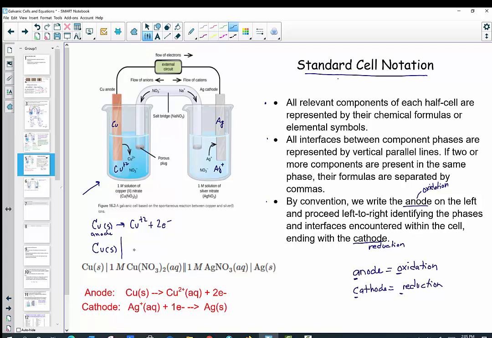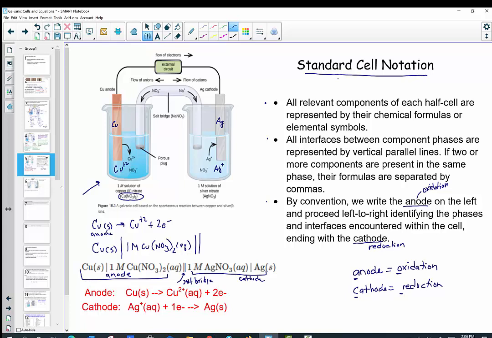And what is the solution in that? Well, the solution is copper 2 nitrate. It says we have 1 molar of copper 2 nitrate. So here we have the standard notation written right here. I should have aqueous, the phase of matter. This is representing the anode, left half cell of this battery. Notice what you see next. This double parallel line represents the salt bridge. So I'm separating physically the anode by the salt bridge to what's happening over here in the cathode.